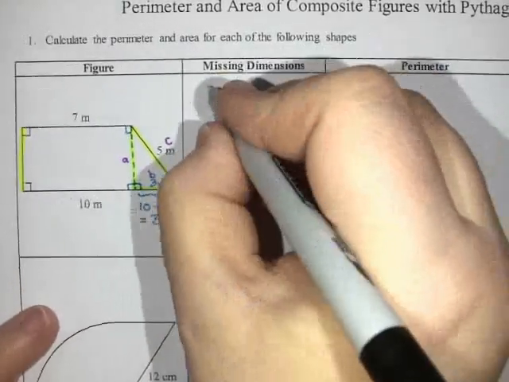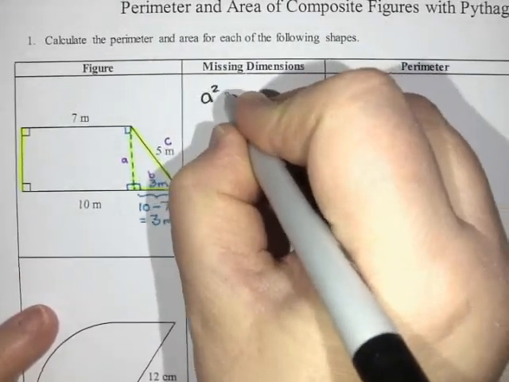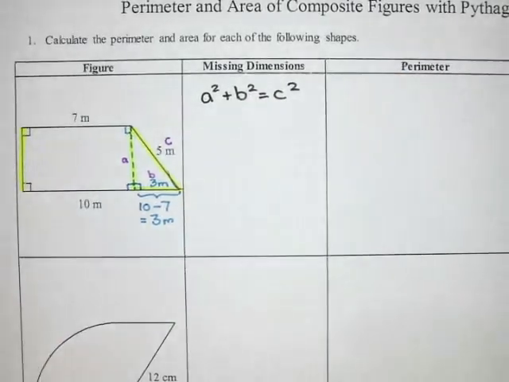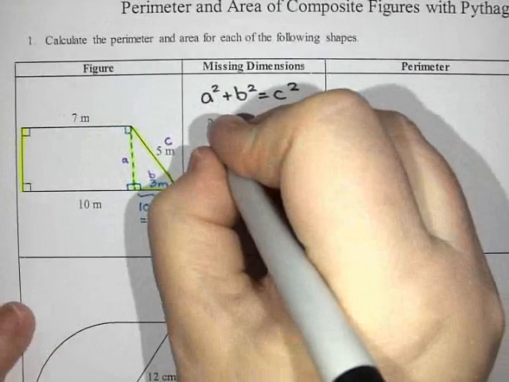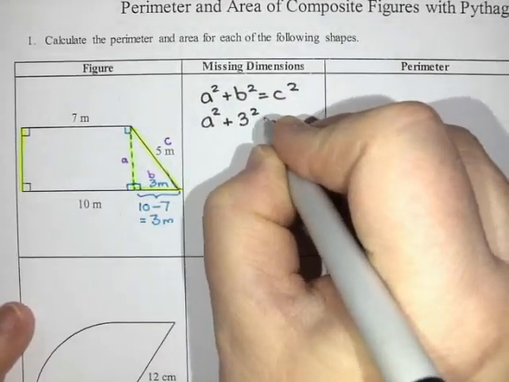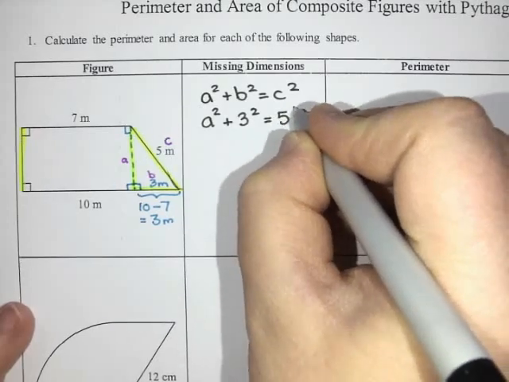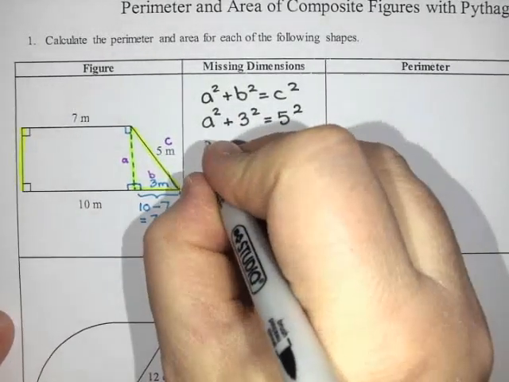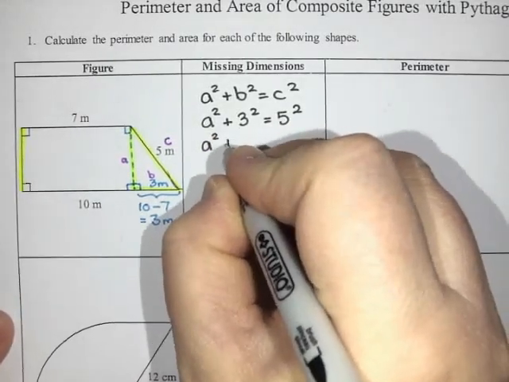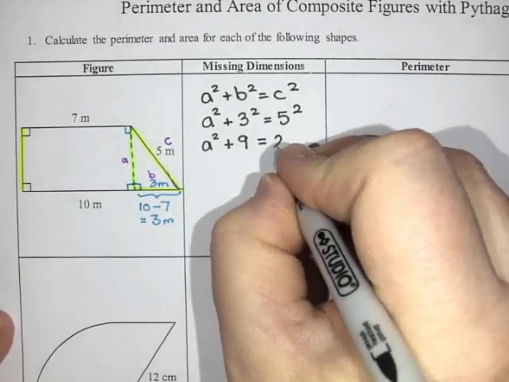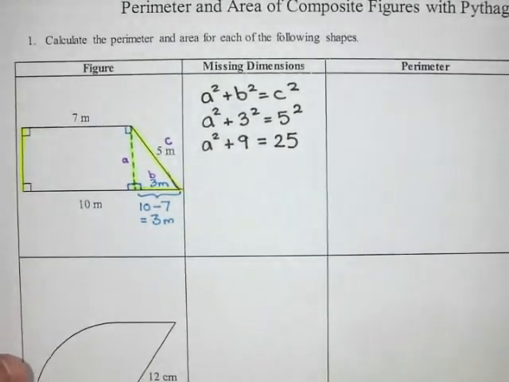length using Pythagorean theorem. So A squared plus B squared equals C squared. A, I don't know. I'm going to leave it as A. B is 3 squared, and C is 5 squared. So A squared plus 3 squared equals 5 squared. A squared, I cannot square, but 3 squared is 9. 3 times 3 is 9. And 5 squared, 5 times 5 is 25.